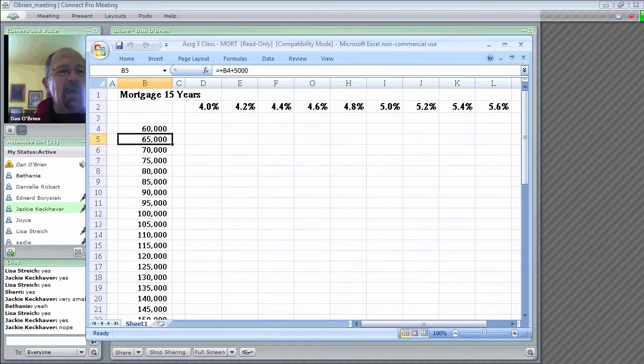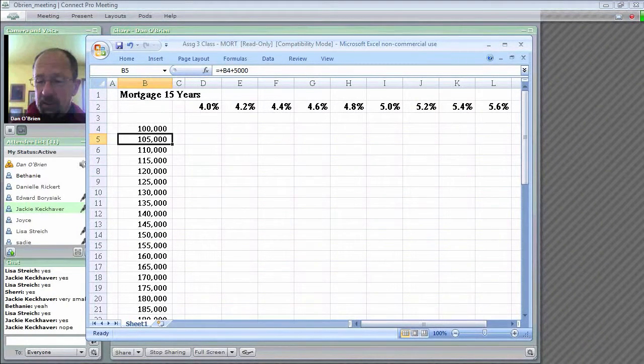So let's say when you have this spreadsheet, you're looking at mortgages, but they're all going to be above 100,000. Well, you can type in 100,000 here, and it'll just go 100,000 to 105,000, 110,000, 115,000, 120,000. So it'll just automatically change up here.